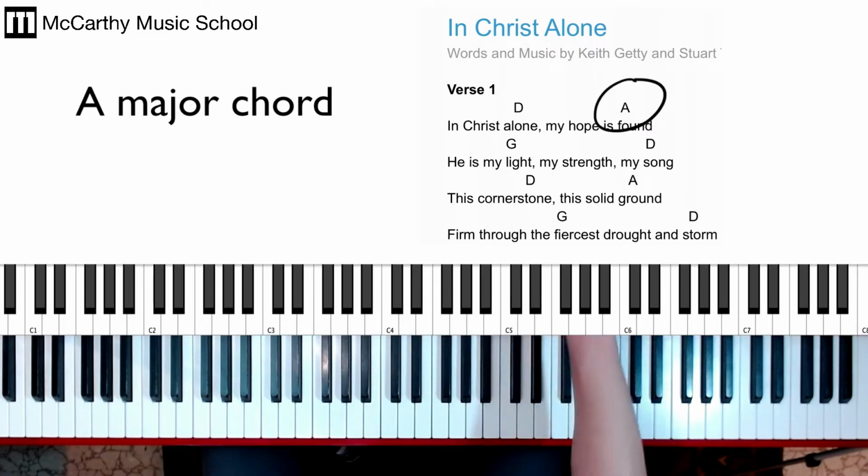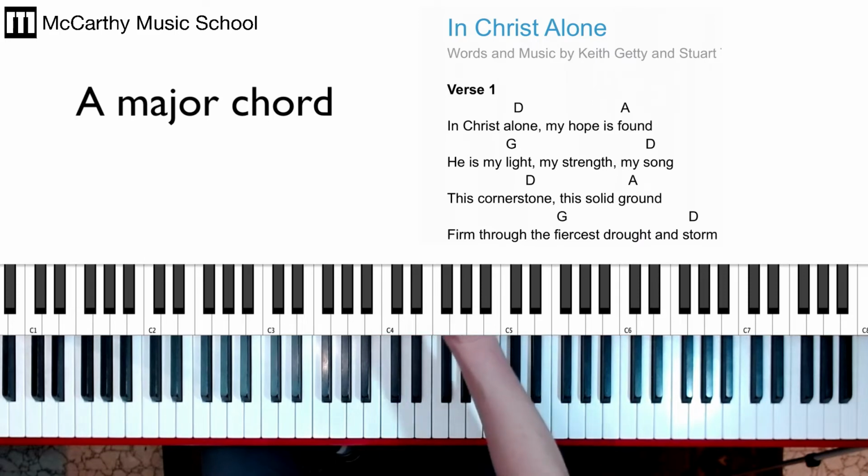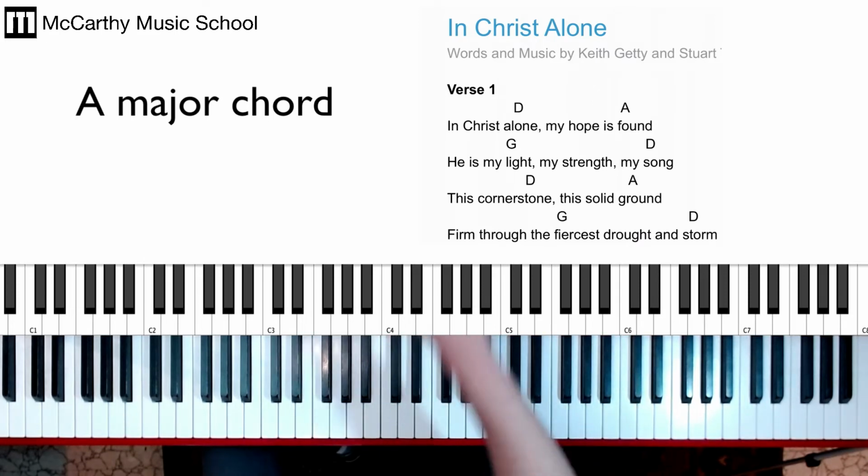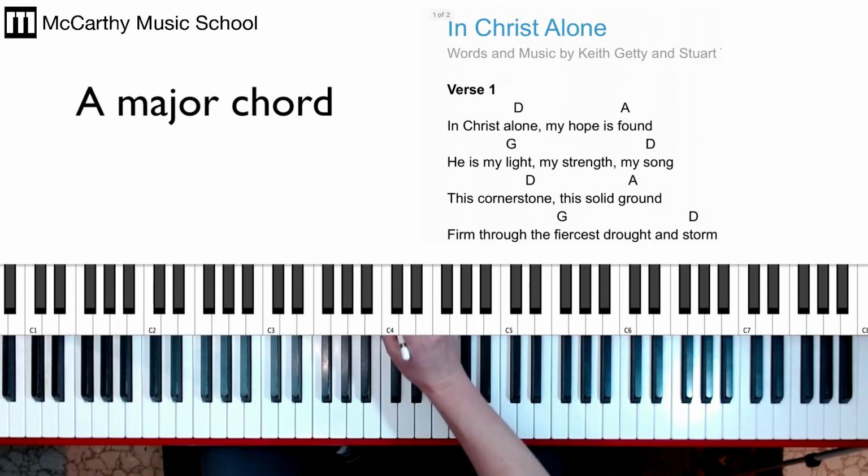And you'll notice that I'm playing these chords above the words that they are written above. And that's how a chord chart works. You see where the chords are written above the letter, or above the words, and that's when you play those chords as you go through the song.